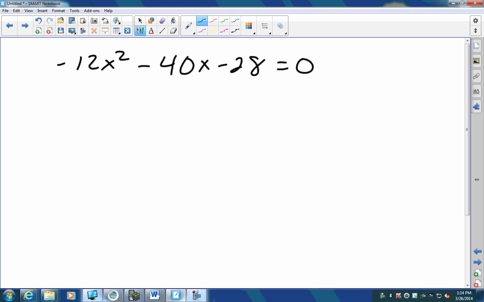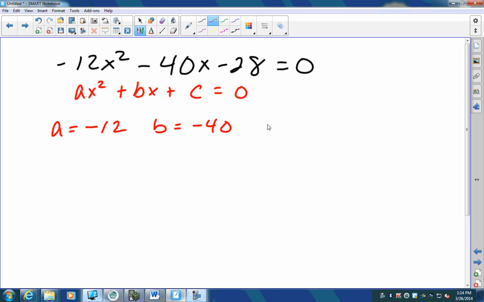All right. I told y'all step 1 was what? To have it in quadratic standard form. Okay? So now I have ax squared plus bx plus c equals 0. What is a? -12. What is b? -40. What is c? -28.